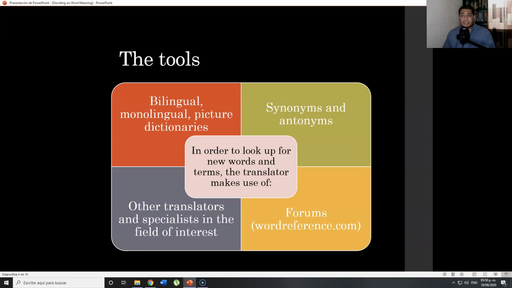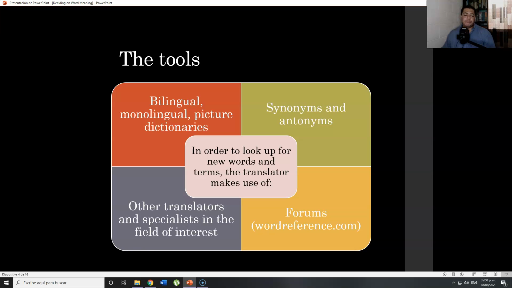Another tool that we need to have is another kind of dictionary. It's a thesaurus, so we can look for synonyms and antonyms. A thesaurus is a very helpful tool to make use of when we are doing translation. Now, we can also seek the help of other translators and specialists in the field of interest. In other words, sometimes another translator can tell you the word you mean to use.